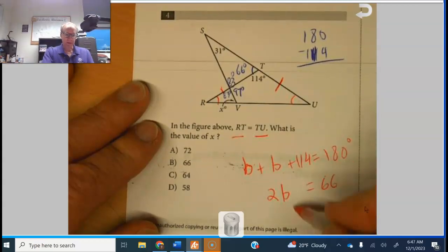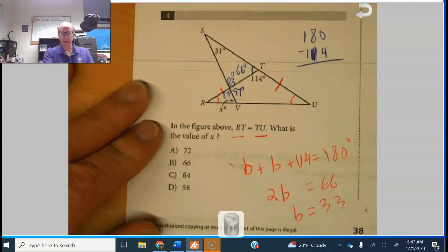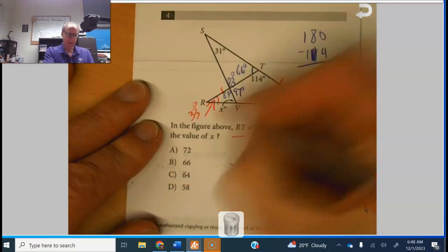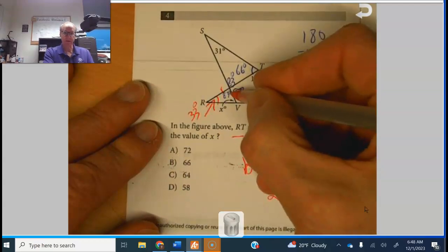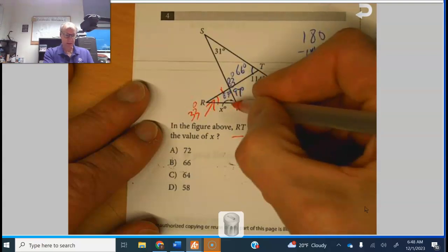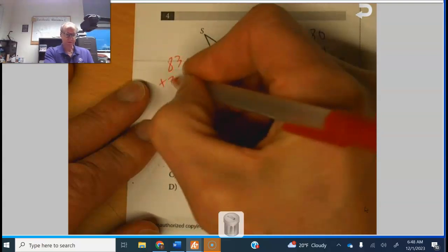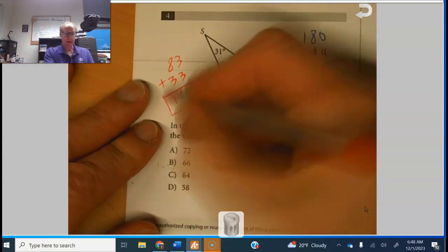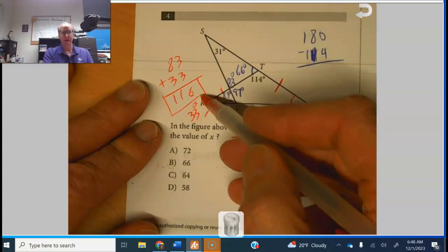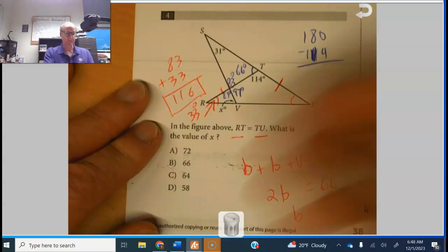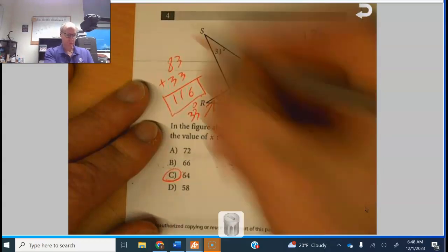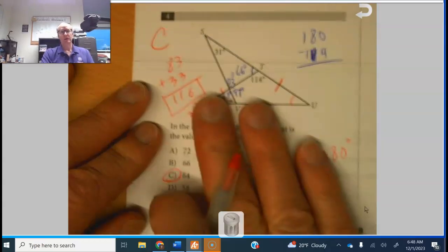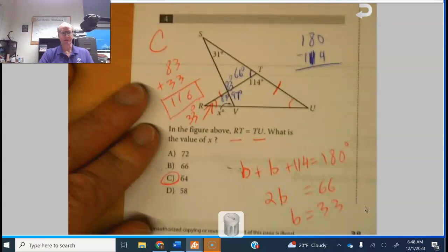And I get b is equal to 33. Now, again, I'm not quite done yet. I still have this 33, this 83, it looks like, and a missing angle here. So 83 plus 33 is 116, and I have to add my angle to get my 180. And so that's going to give me my 64, which is C. Very, very difficult problem, way longer than I usually spend on SAT sections.